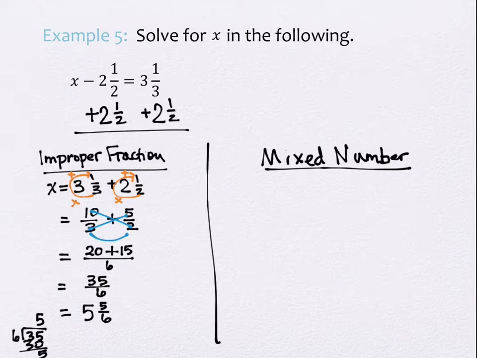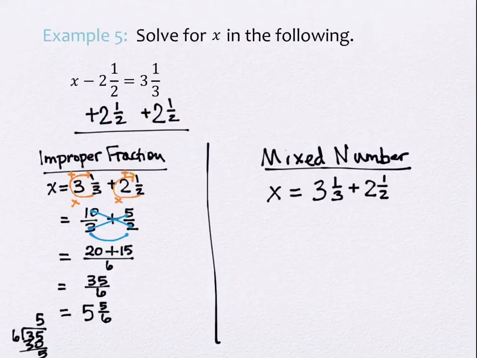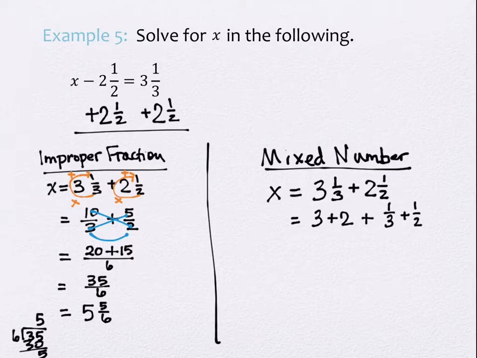And I really like it, actually. So in this approach, I have my 3 1/3 plus 2 1/2. And what I do is recognize, like I did over here, that 3 5/8 is 3 plus 5/8. That's what it really means. And I separate these to do that as well. 3 1/3 means 3 plus 1/3, and 2 1/2 means 2 plus 1/2. So I group the whole number parts together, and I group the fractional parts together. And the beauty of that is that my numbers stay smaller.